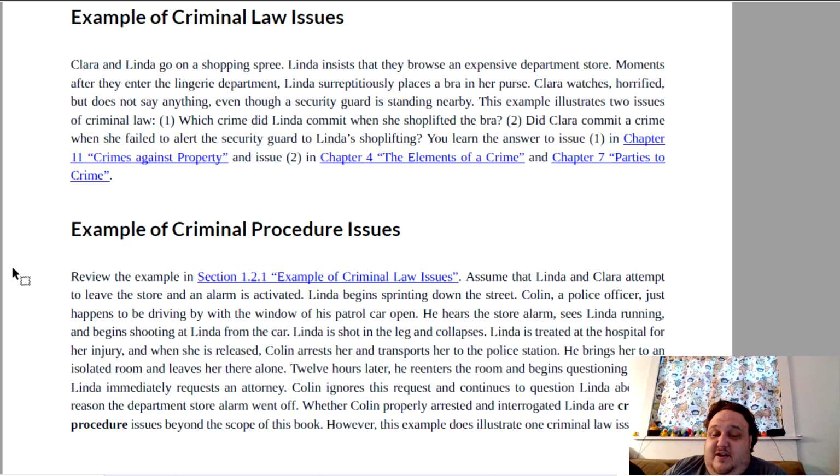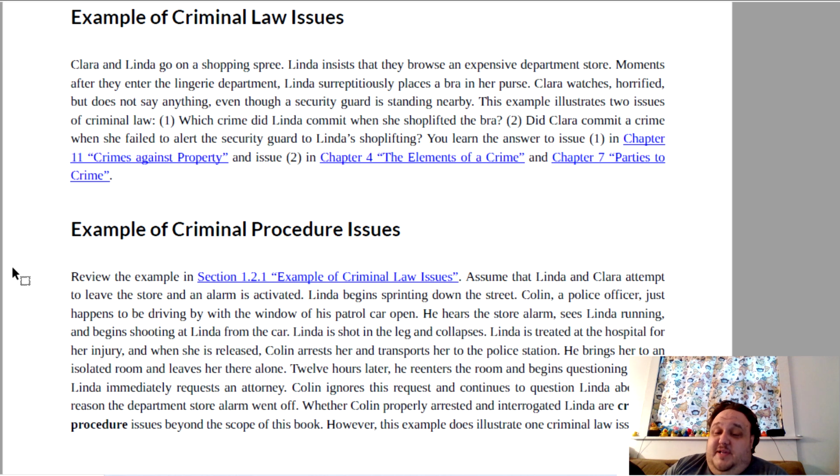Linda is treated at the hospital for her injury, and when she is released, Colin arrests her and transports her to the police station. He brings her to an isolated room and leaves her there alone. 12 hours later, he re-enters the room and begins questioning Linda. Linda immediately requests an attorney. Colin ignores this request and continues to question Linda about the reason the department store alarm went off.